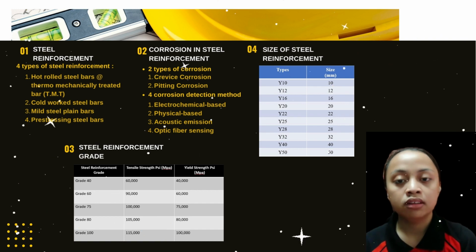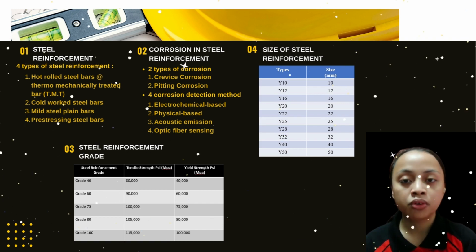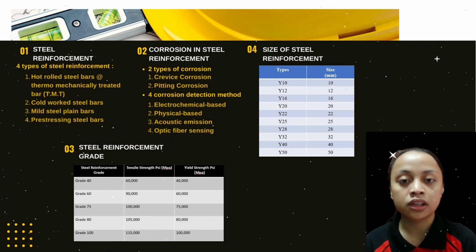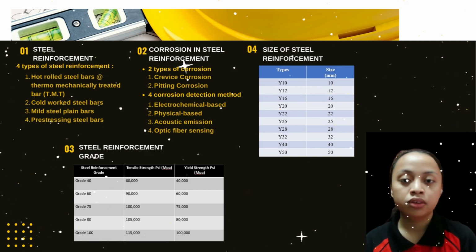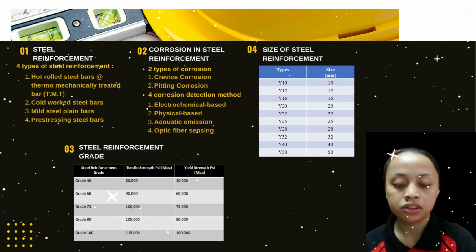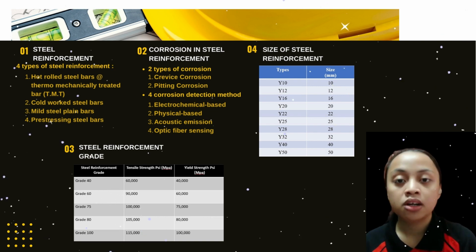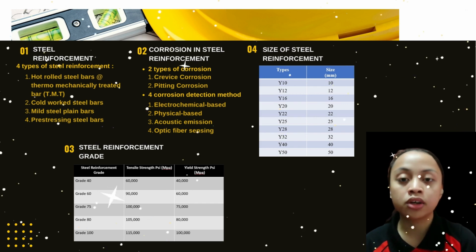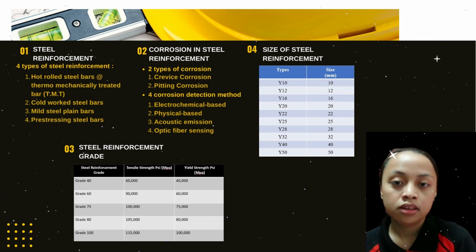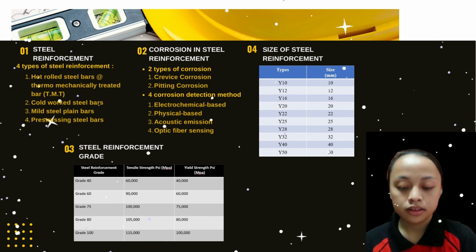Next is corrosion in steel. There are 2 types of corrosion and 4 types of corrosion detection methods stated in this part. First corrosion is surface corrosion. Next is pitting corrosion. The first corrosion detection method is electrochemical based. Next is physical based.